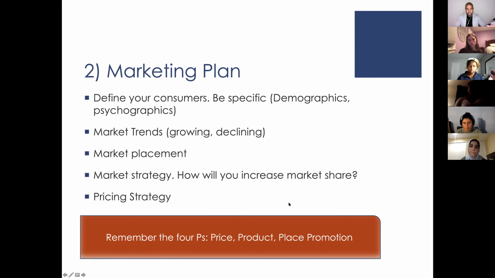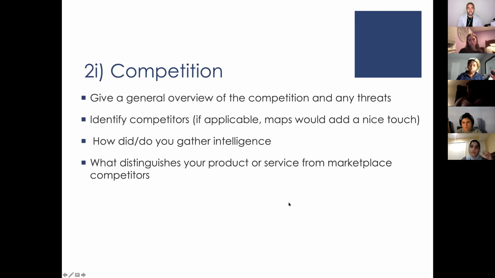So there's a whole section on defining your consumer. There's a whole section on market trends. There's a whole section on strategy and placement and pricing. There's a whole other section on your competition, because whoever is invested in investing, or you want to invest in your product, they want to know what's up with the competition and where you fare. So this goes back, sounds like SWOT, right? Give a general overview of the competition and any threats, identify competitors. How do you gather intelligence, and what distinguishes your product or service from the marketplace?